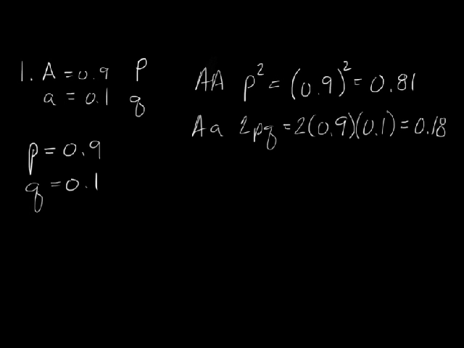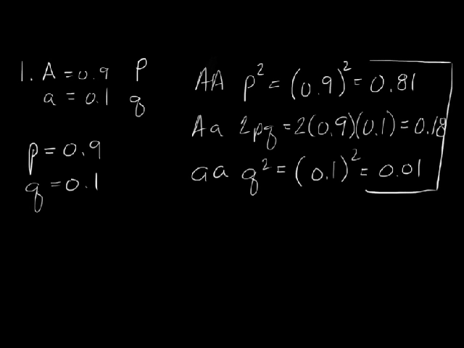Okay, and then I'll do the last one for you, which is the 2 little a's. That is q squared. So that gives us 0.01. Okay? So your answers are going to be asking you these right here. Okay? So this is your answers for the problem. Okay, going on to number 2.